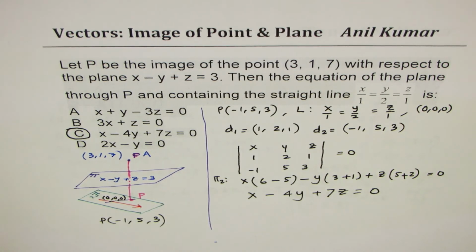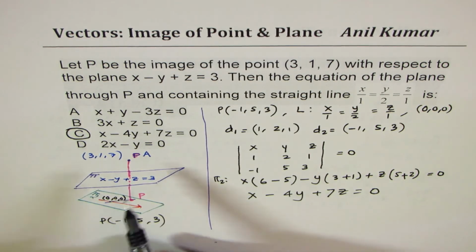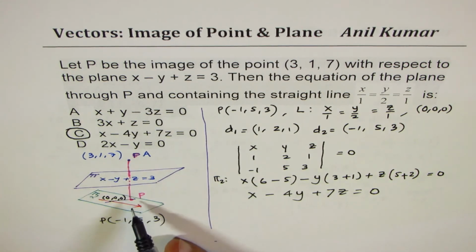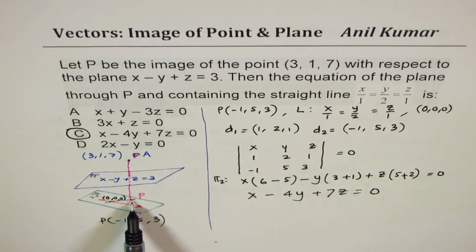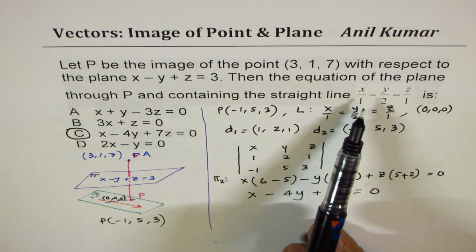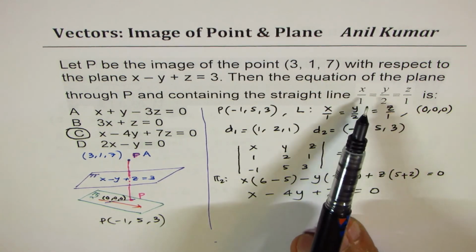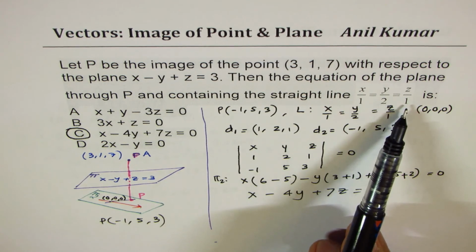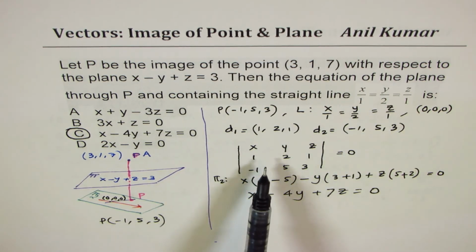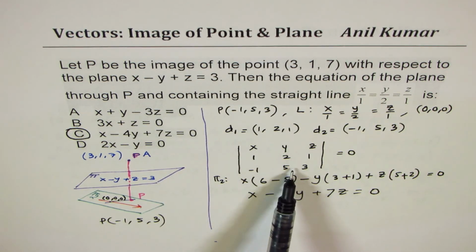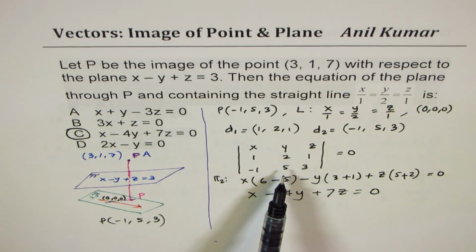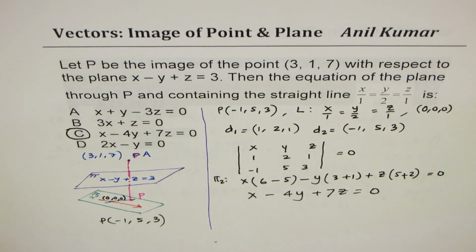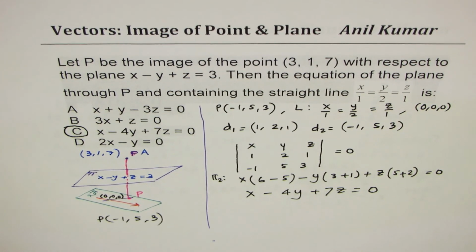So I hope the steps are very clear. We first found the image of the given point P. Knowing the point P and a line, with a line we have 2 things, a point and direction. So that helped us to find the cross multiplication of those 2 directions, which gave us the normal, and using the point we got the equation of the line, correct? So the equation of the plane. So that is how we could actually solve this question. I hope the steps are absolutely clear.